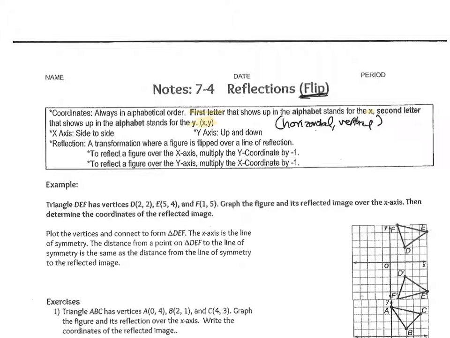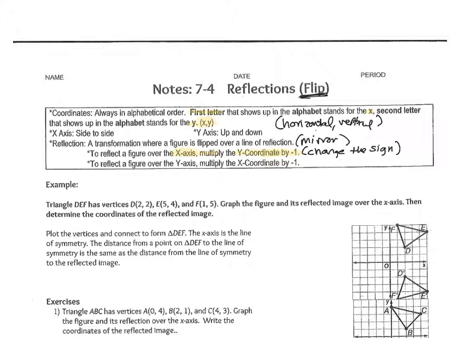Reflection, a transformation where a figure is flipped over a line of reflection. So think about that as like your mirror. And it's usually your x-axis or your y-axis. So to reflect an image over the x-axis, multiply the y coordinate by -1. Basically, change the sign in front. That's all that means. Not necessarily always negative. So if it was negative, it'll be positive. If it was positive, it'll be negative.